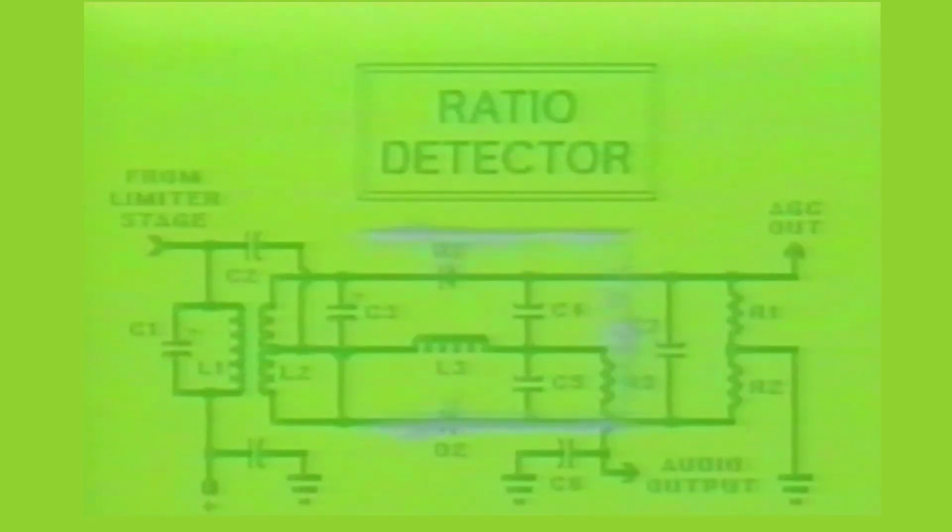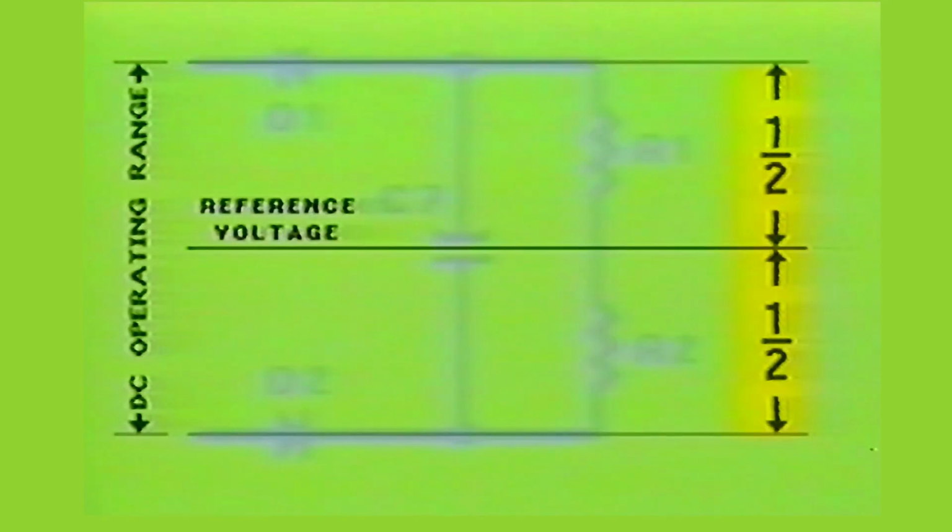The operation of a ratio detector may also be illustrated as follows. The input signal becomes rectified in the ratio detector where its amplitude establishes a DC operating range through which capacitor C7 is charged. A reference voltage is determined by the biasing arrangement applied to capacitor C7. Therefore, the reference voltage is approximately 1/2 of the DC operating range.